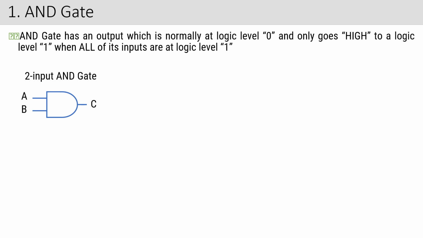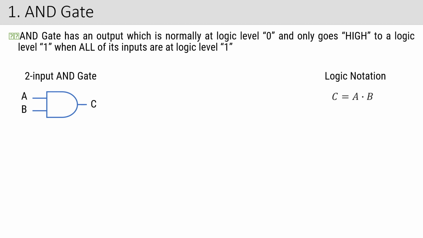Basically, this is a 2 input AND gate. This is the logical symbol of the AND gate. Here you see we are having two inputs, input A and input B, and the output you are getting is C. This symbol represents your AND gate. So this is a 2 input AND gate.